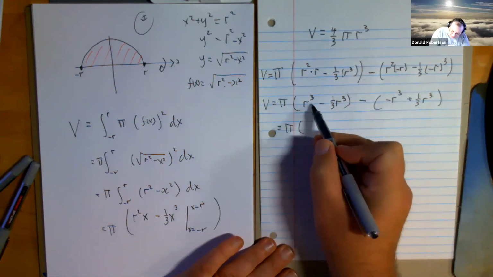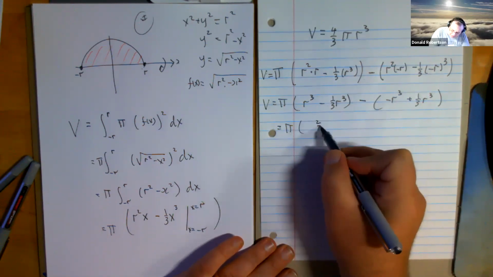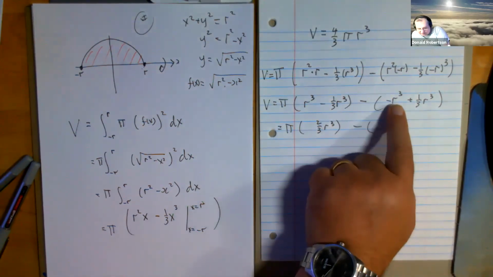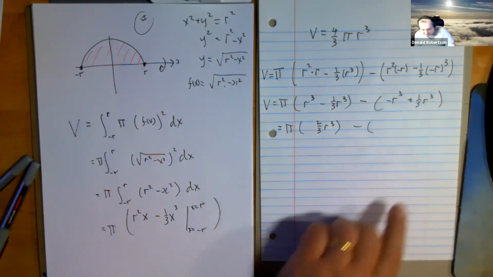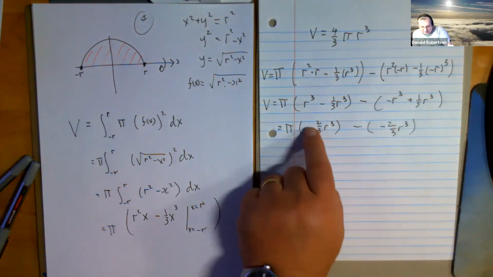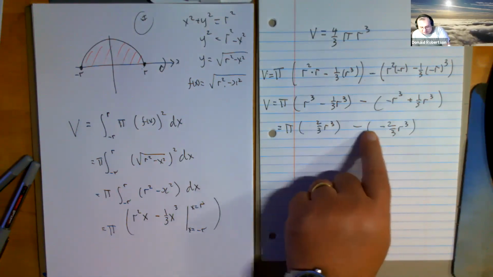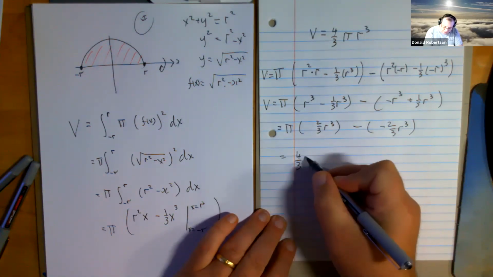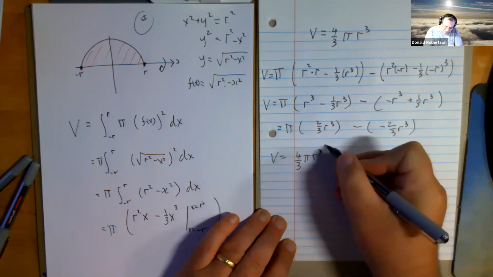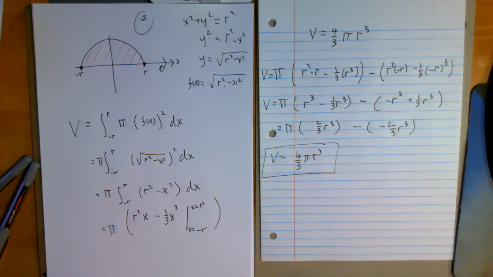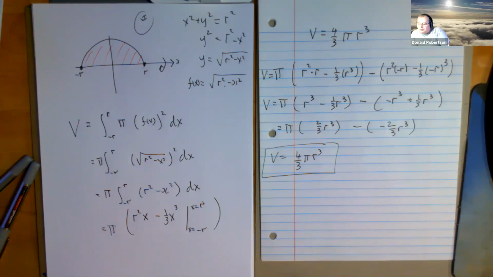Isn't 1 r cubed take away 1/3 r cubed 2/3 r cubed? Isn't -1 r cubed add 1/3 r cubed going to get you -2/3 r cubed? 2/3 r cubed add 2/3 more r cubed gets me 4/3 r cubed. So the volume of a sphere is 4/3 pi r cubed.